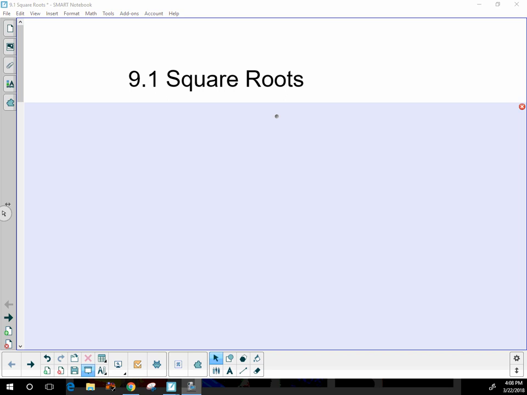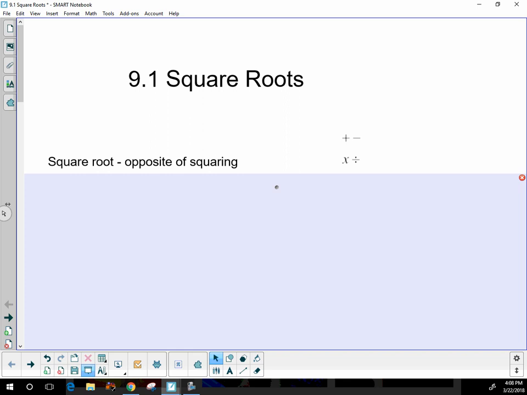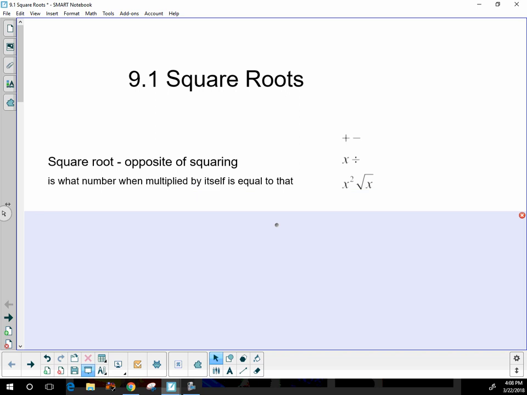We talked briefly about the definition of a square root. We talked about how they're the opposite of squaring something. It's confusing. It says a square root is what number, when multiplied by itself, is equal to that. That's the confusing way to say it. But if you just look at it as the opposite of squaring, and over here I listed some opposites. We have addition and subtraction, multiplication, division, squaring, and square rooting, okay?